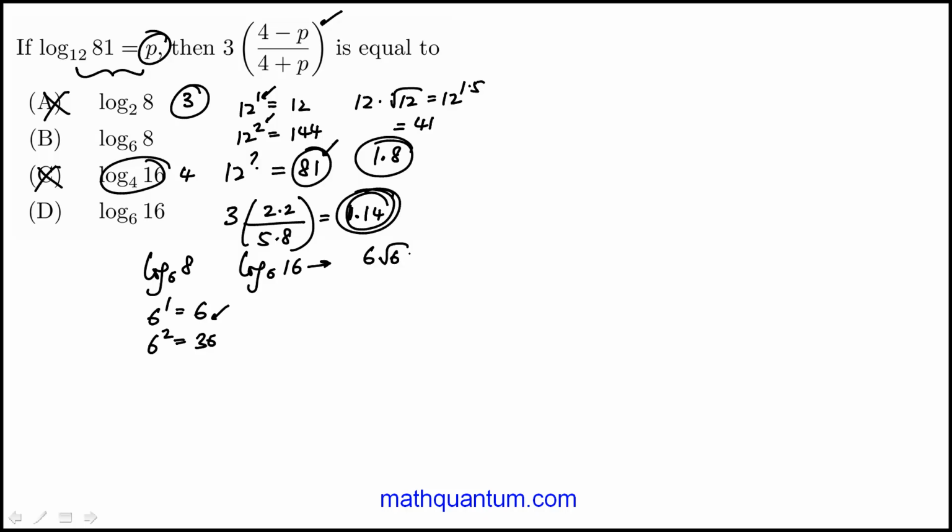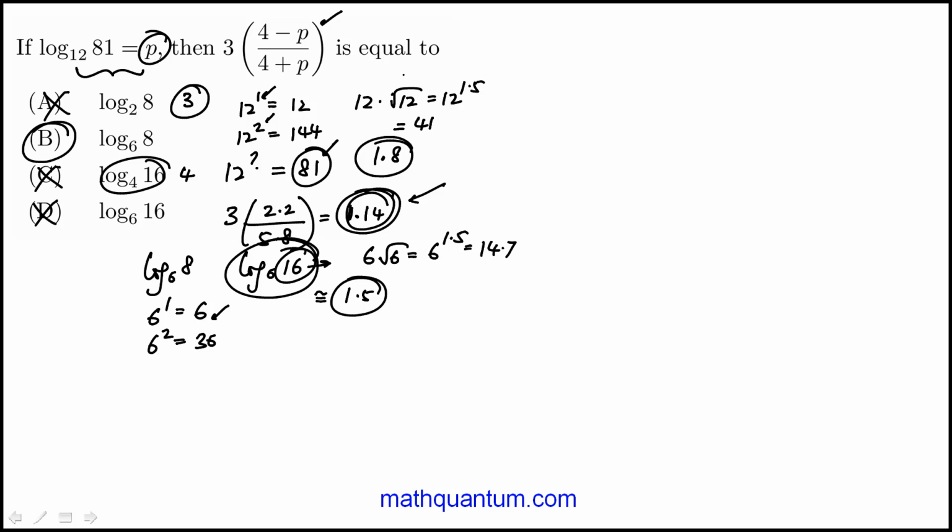6 times square root of 6, which is really 6 to the 1.5, I can compute that using the calculator that we have on the CAT by just taking the square root of 6. That comes out to 14.7. That's close to that. That means this value is pretty close to 1.5, and that's quite far from our estimate. So we know the answer has to be B. So this is one approach.